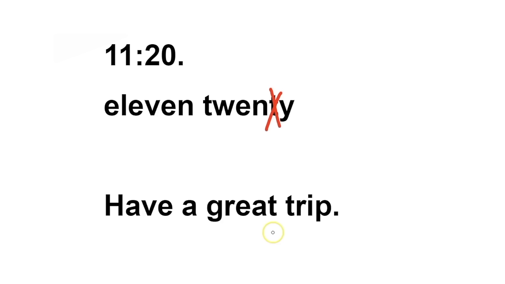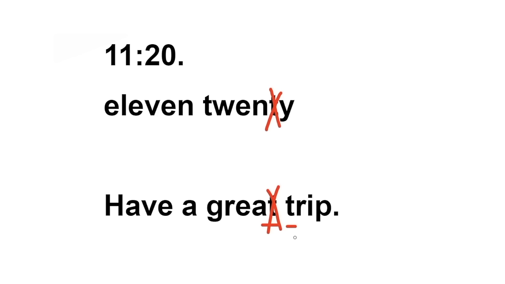Have a great trip. Again, I did not make two T's. One word ended in a T, the next word began in a T, but I didn't repeat the T. Have a great trip. Trip. The TR consonant cluster can be and often is pronounced as a CHR. Trip, instead of trip. Have a great trip.